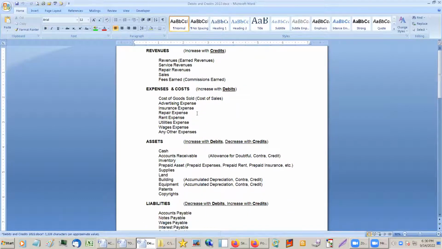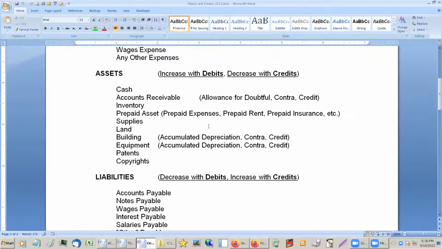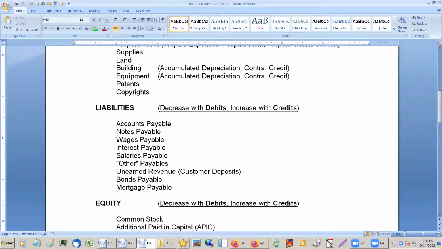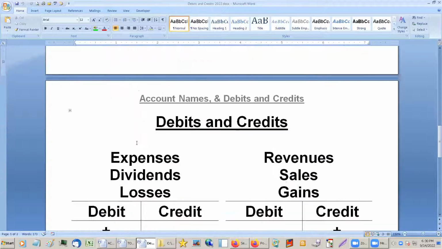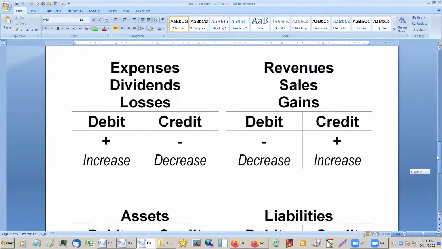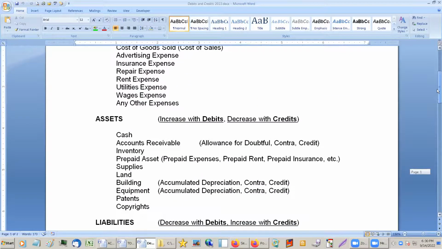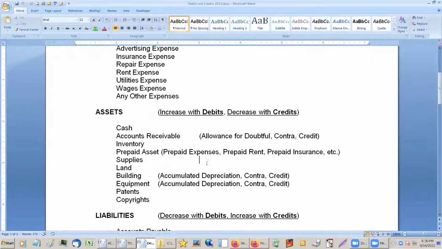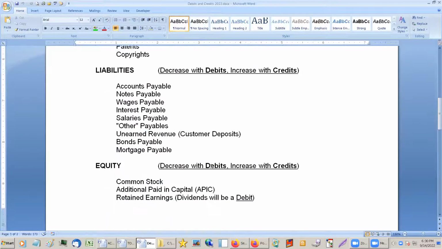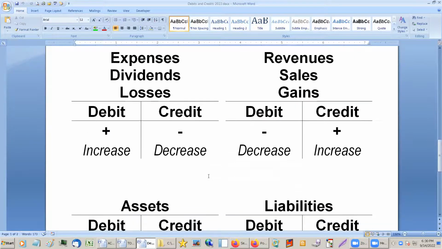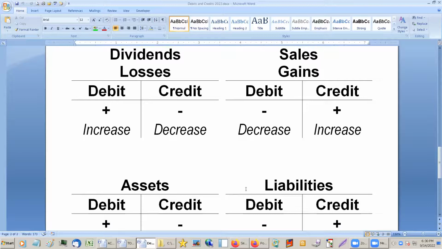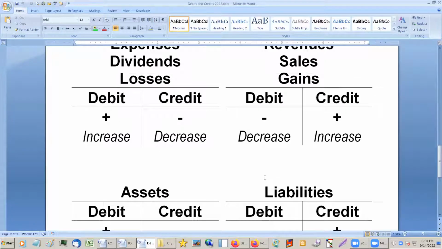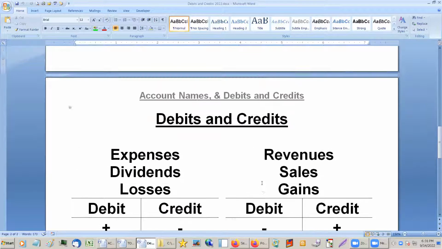And this is just kind of a recap, I know you guys have done this before, of debits and credits and how they come about. The first page is a more detailed one, and the second page is kind of generic. Sometimes you don't know what the liability is called, but you know it's a liability.